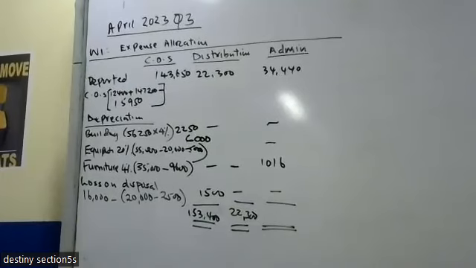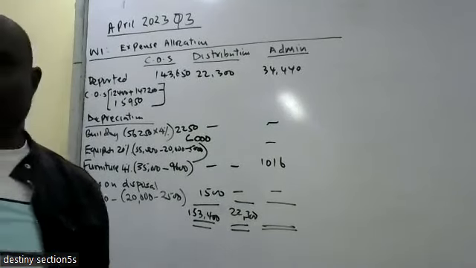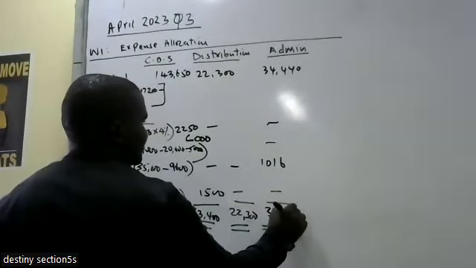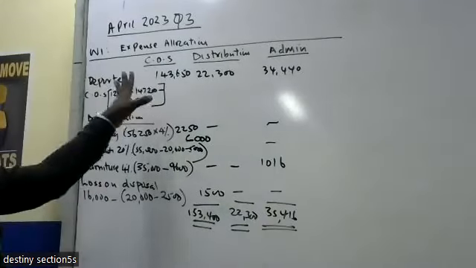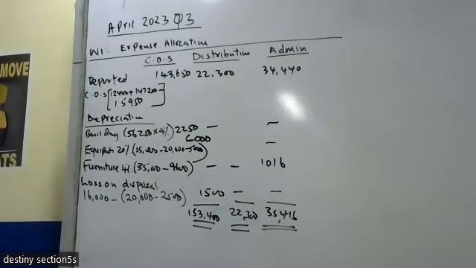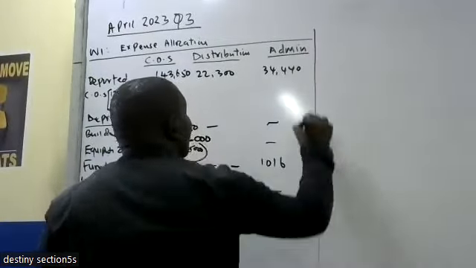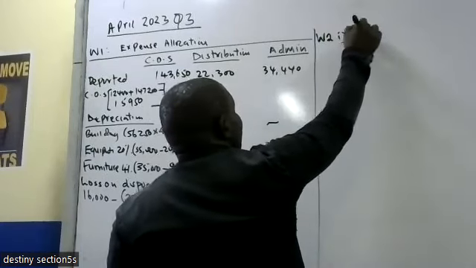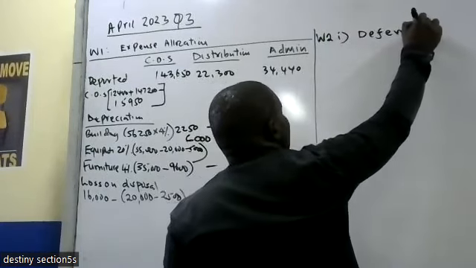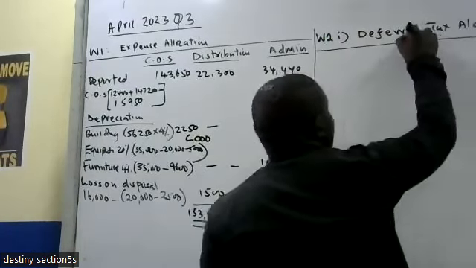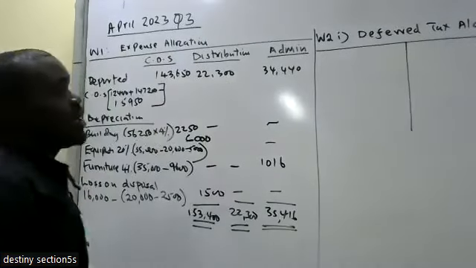Administrative, 35,416. Once you have arranged these, what I want us to check is working two, one: come up with the deferred tax account. Deferred tax account, like that. And you come up with the deferred tax account.